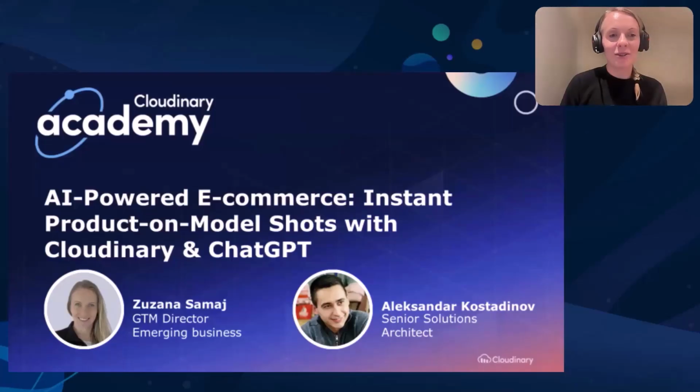Alex and I will get you through the process of how to generate product images through AI. We'll be using either ChatGPT or Gemini, or you can use any other third-party tool, and show how to create instant product-on-model shots with those. What we will be talking about today is very interesting and very visual, so hopefully you will be able to get it quickly and then implement it.